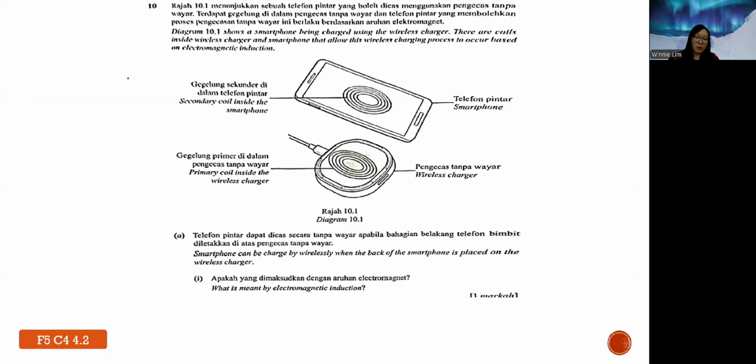Okay, now we proceed to the next essay question. Question 10 is the essay question from Form 5, Chapter 4 Electromagnetism, under the idea of electromagnetic induction.